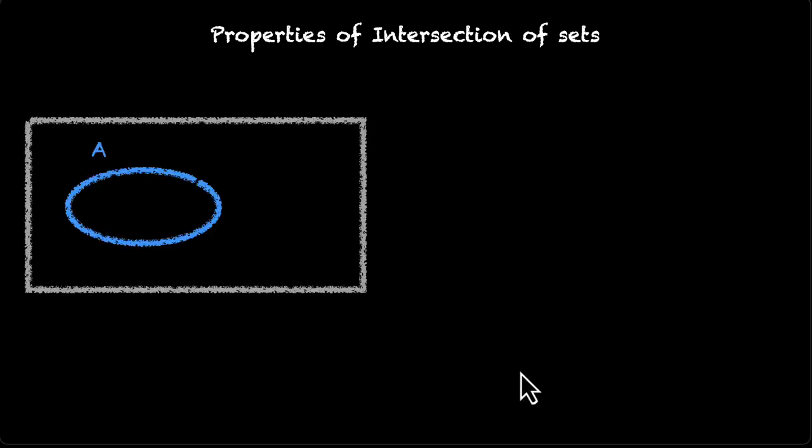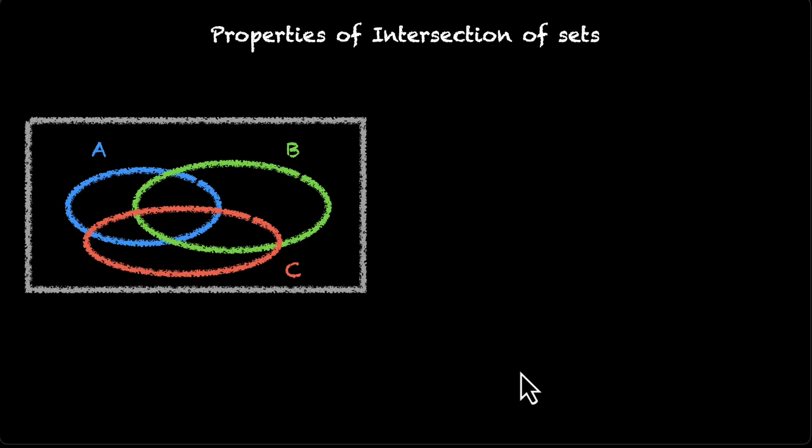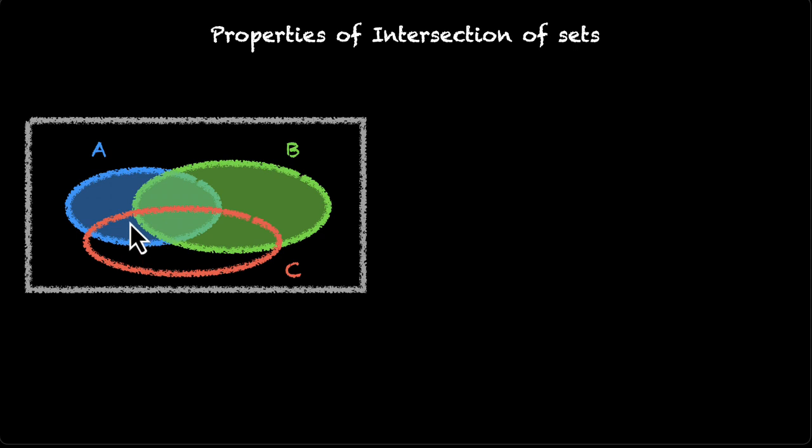If we have the universe and A, B and C as three sets and we take intersection in some order, let's say we take A and B first, let's try to find the intersection of A and B. This time we get this region and now we intersect this with the set C. We get this middle region that's common in all three of them, A, B and C, this region. That's your A intersection B intersection C.